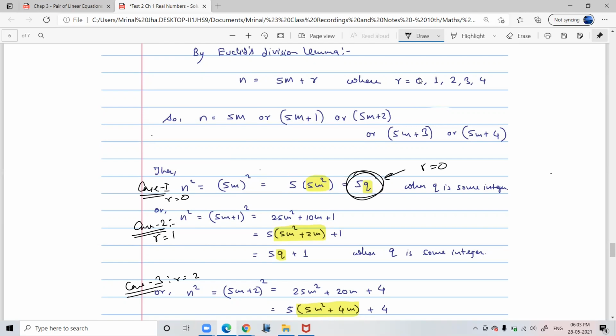What form will n square take when r is equal to 1? For that, you do the n square and put r is equal to 1, so it will become 5m plus 1 whole square. Do the squaring and simplify it further. You know the identity, a plus b whole square is a square plus 2ab plus b square. Again, from these two parts I can take the 5 common. I have left this 1 as it is because there is no 5 in that, so leave that plus 1. From these two, 5 is common, so I have written that 5 common here, and the remaining part will be 5m square, and this will become 2m.